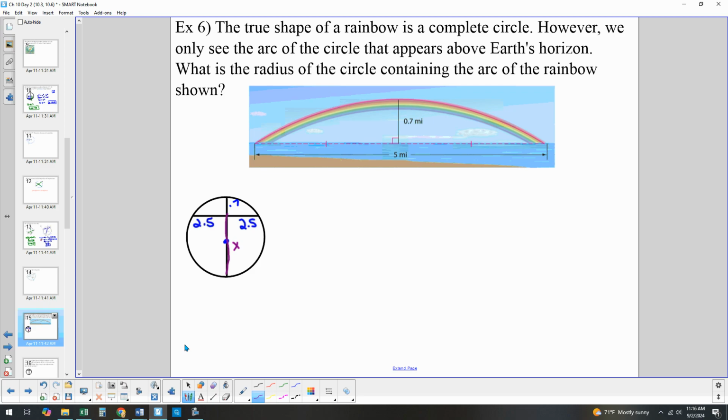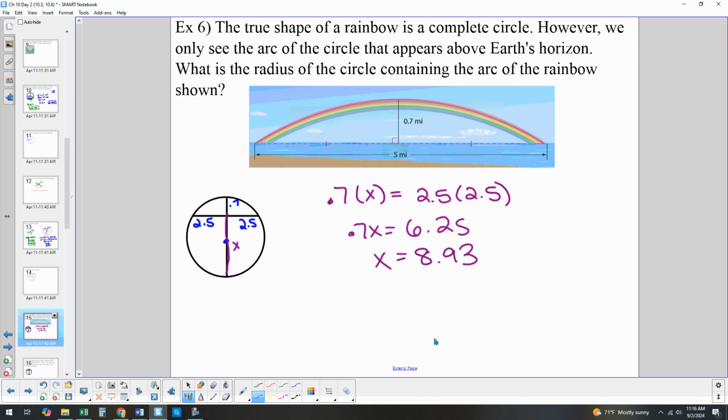I'm going to do piece times piece. We're going to do 0.7 times x. I'm going to do 2.5 times 2.5. So we're going to get 0.7x equals 6.25. And when I divide by 0.7, I'm going to get a decimal. 8.93, we'll say. So that's what this segment here is.